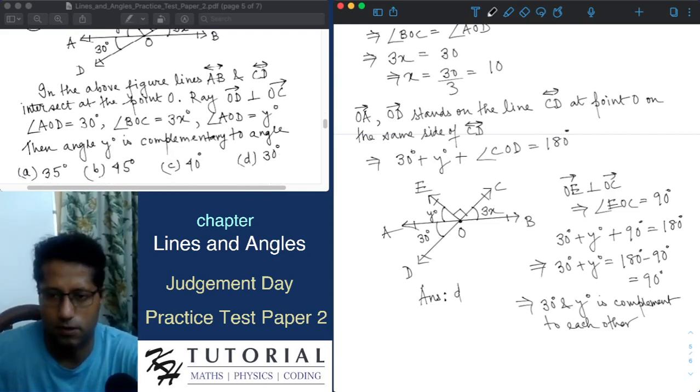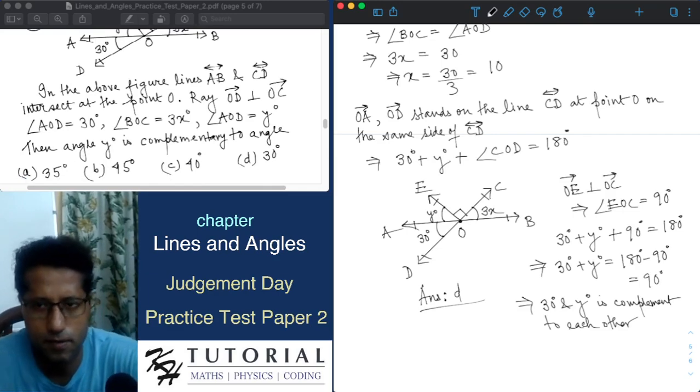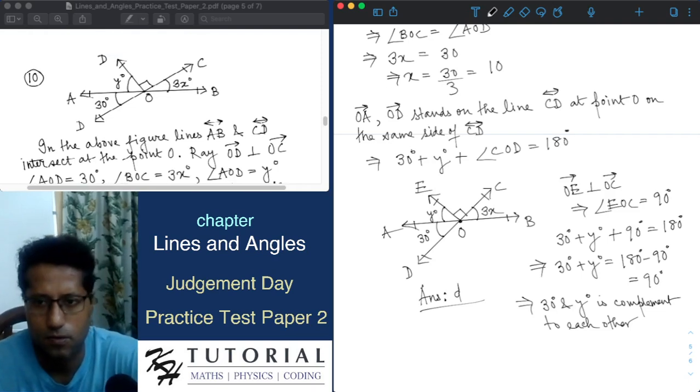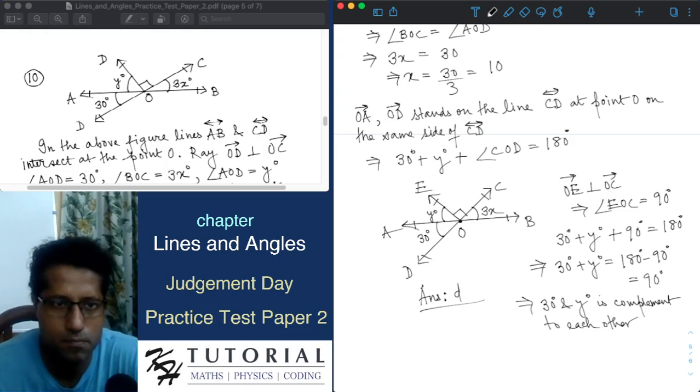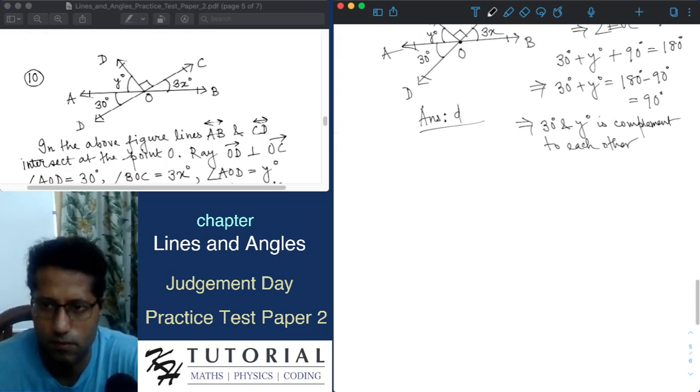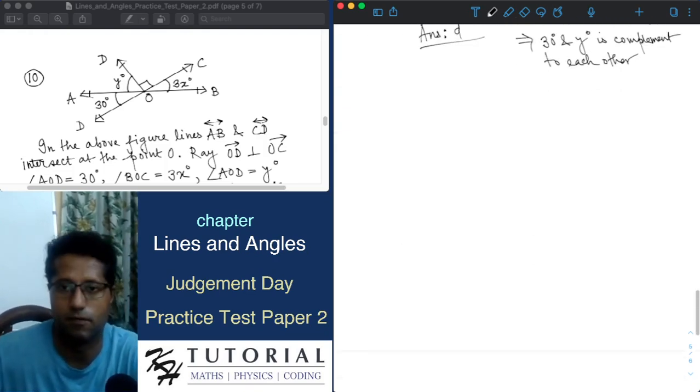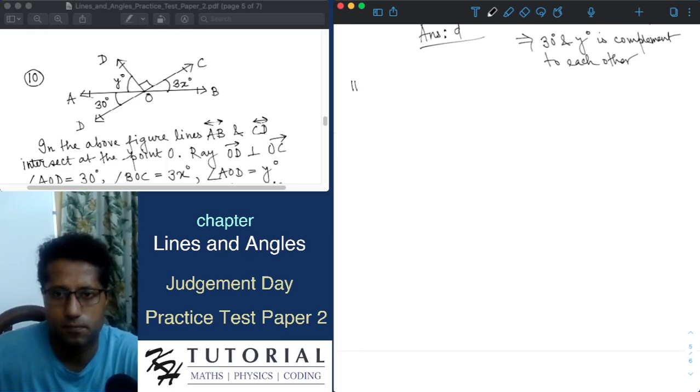But I'm sorry, there were two errors. I might have made some mistake in drawing the figure. So the ray OD, which is perpendicular to ray OC, should have been the ray OE, and I have no idea why the angle BOC is given, that is 3x. I can see there is no role of x in this problem. Anyway, let's move on to the next problem, that is question number 11.